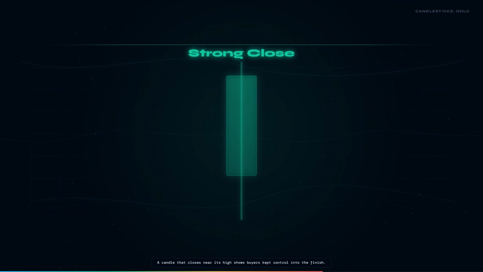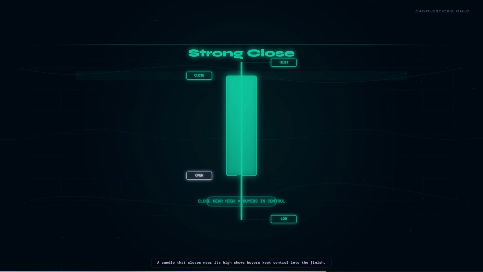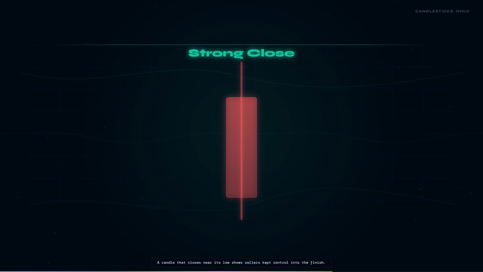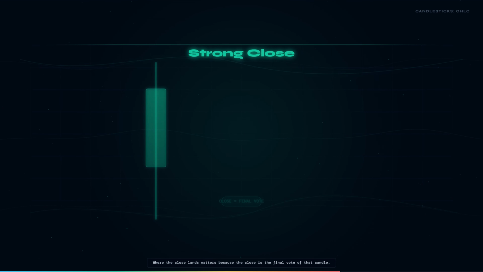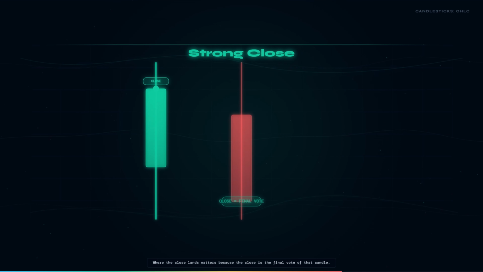A candle that closes near its high shows buyers kept control into the finish. A candle that closes near its low shows sellers kept control into the finish. Where the close lands matters because the close is the final vote of that candle.